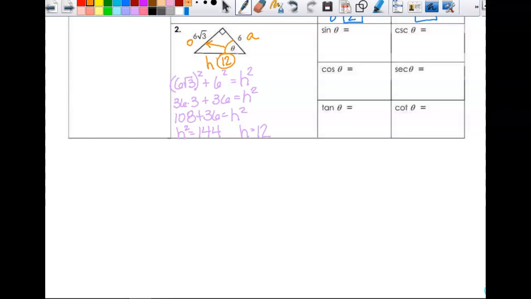All right, so now that you have that, you go ahead and fill in sine, cosine, and tangent. All right, do y'all agree with those three? Yes, we're good.